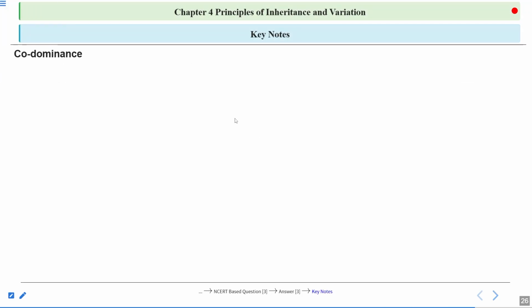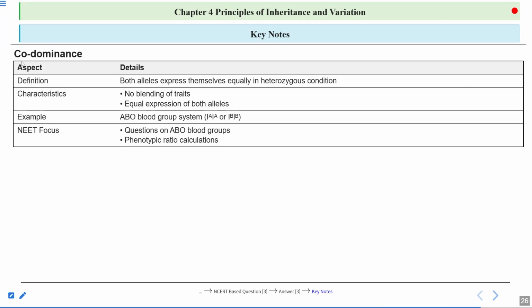Now let's discuss this keynote. This will help you in your exam as well. So we talked about codominance, where both alleles are expressed equally in the heterozygous condition. You have to write this: they are expressed both in the heterozygous condition. There is no blending of traits here as seen in incomplete dominance, and there is equal expression of both the alleles. The example is the ABO blood group system.